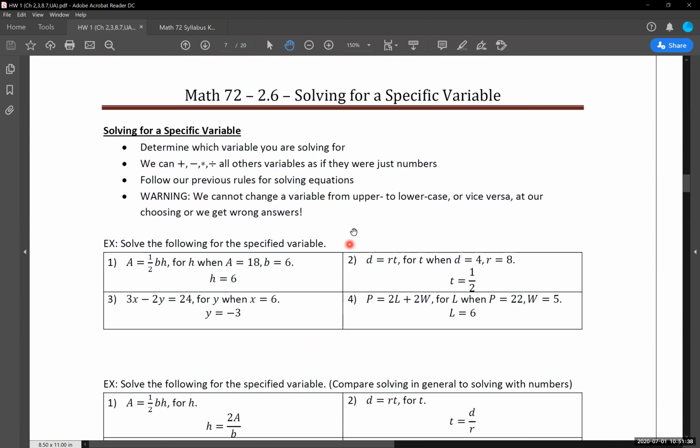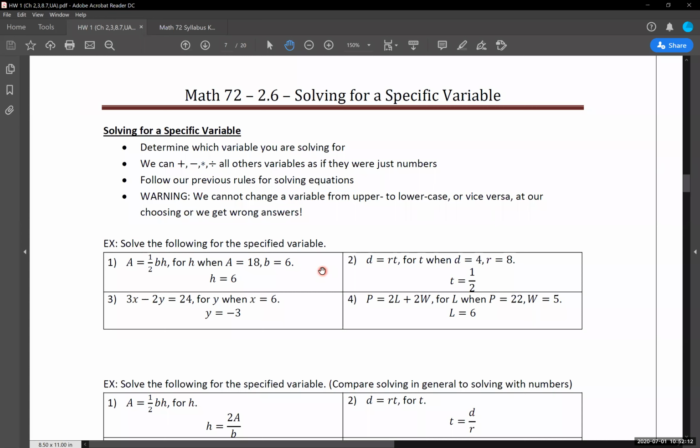Now, the warning that I want to give you guys on this as well, this is a very common mistake. It's understandable, but it needs to be stated. We cannot change a variable from upper to lowercase or vice versa. If we're choosing to do that, we're going to get wrong answers, primarily due to the fact that we do have equations in mathematics that utilize, all within one equation, an uppercase A and a lowercase a. And both of those variables, the upper and the lowercase one, have extraordinarily different meanings attached to them.